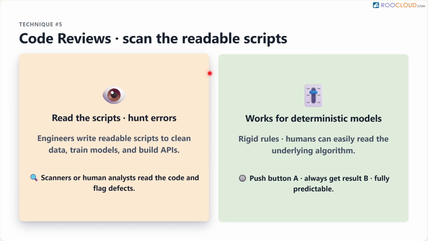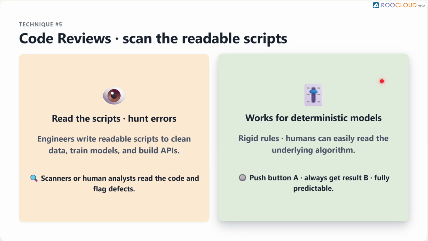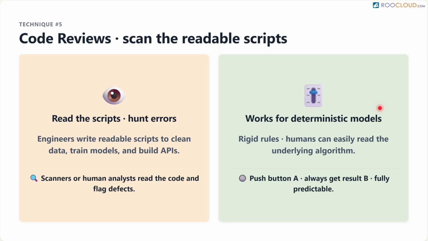Let us shift our focus to code reviews. Even the most advanced autonomous systems are built on a foundation of traditional software code. Human engineers write readable scripts to clean datasets, train the models, and build the application programming interfaces that let humans and machines communicate. Code reviews involve using automated scanners or human analysts to read these readable instructions and hunt for errors. This works wonderfully for simple, deterministic models. Deterministic simply means that the system is highly predictable. If you push button A, you will always get result B. Because the rules are rigid, humans can easily read and understand the underlying algorithm.